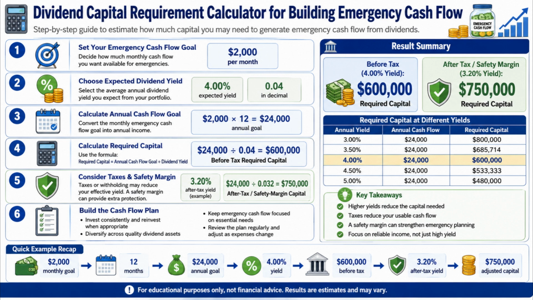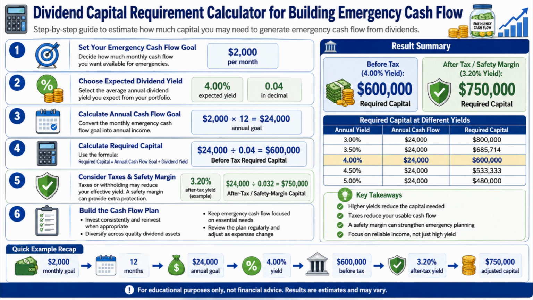In addition, the infographic reminds us to build a proper cash flow plan. That means investing consistently, reinvesting when appropriate, and diversifying across quality dividend assets. At the same time, emergency cash flow should remain focused on essential needs, and the plan should be reviewed regularly as expenses change over time.